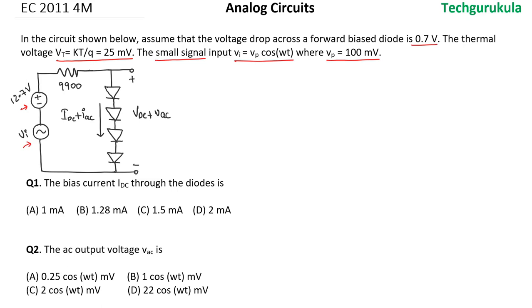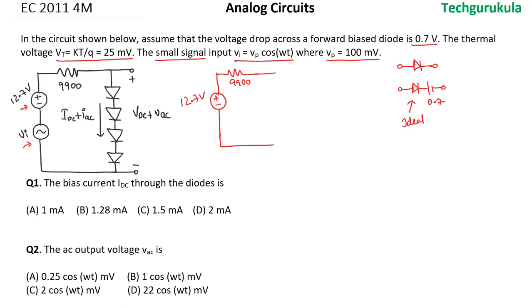When we're doing DC analysis, we don't consider the AC sources. So we have a 12.7 volt source and a 9900 ohm resistor here. And now as the diodes are indicated to have a cut-in voltage of 0.7, we can substitute the diodes with an ideal diode in series with the cut-in voltage. But of course, as there are only 4 diodes and the voltage applied is 12.7 volts, which would be enough to forward bias all the 4 diodes, as the cut-in voltage is just 0.7.